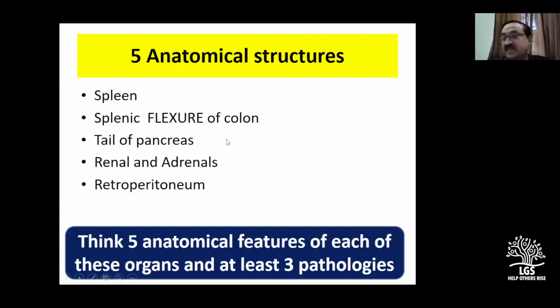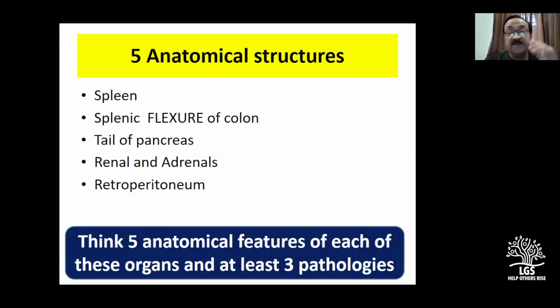So what I'm trying to tell is, these are some of the last moment, sudden thoughts about these organs, so that I should think of splenic flexure of the colon. I should think of tail of the pancreas. If there is nothing there, I may have to consider retroperitoneum, and renal, of course, and adrenal will come. So after considering that, I have thought of 5 anatomical structures.